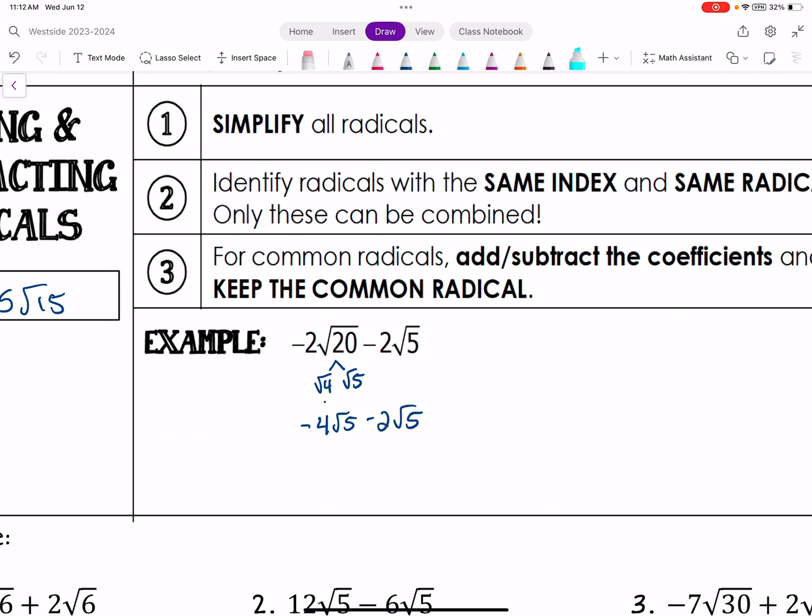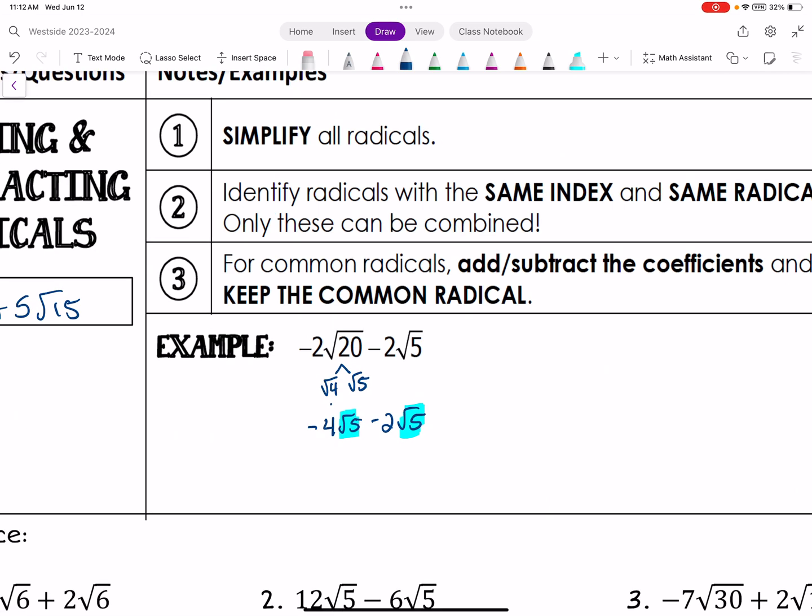So now that I have a radical 5 and a radical 5, we can go ahead and add or subtract the coefficients, the numbers before the radical. So negative 4 minus 2 makes negative 6, and then we keep radical 5. So my answer would be negative 6 radical 5.